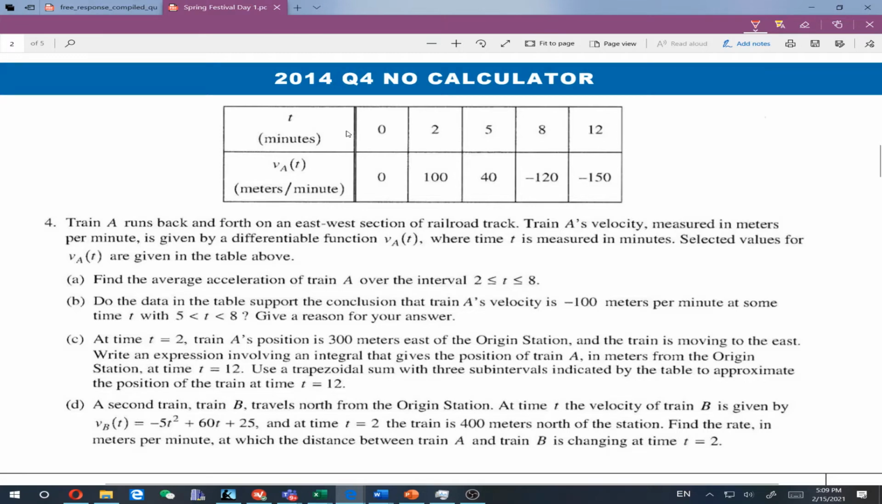So, Kyle, over to you again. Right now we've got a velocity of train A, or at least a table of velocities. How would we go from this to get to average acceleration?